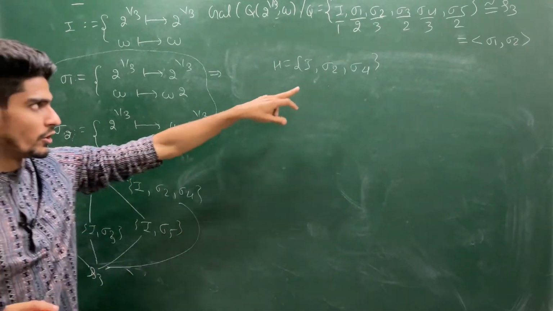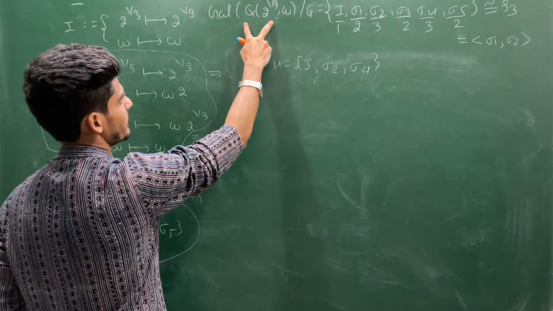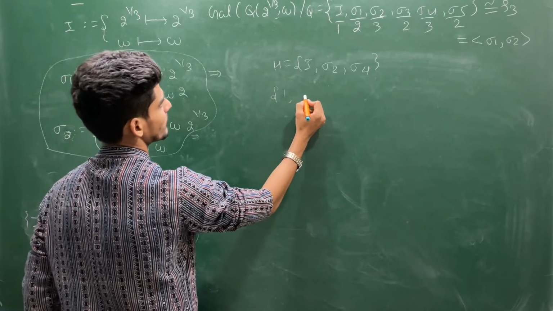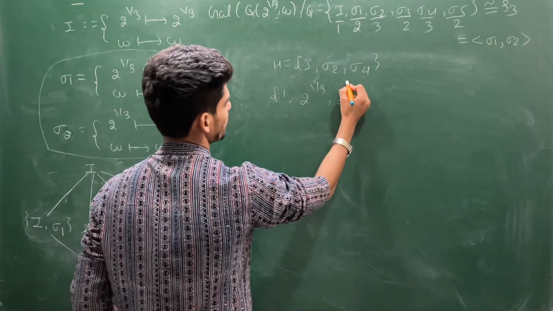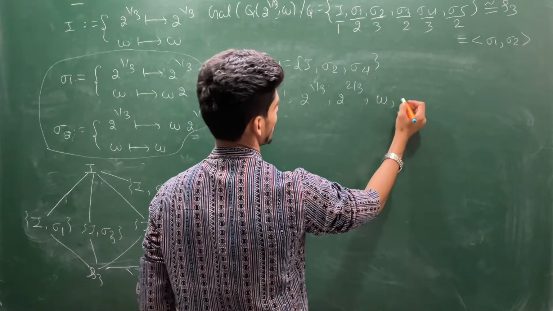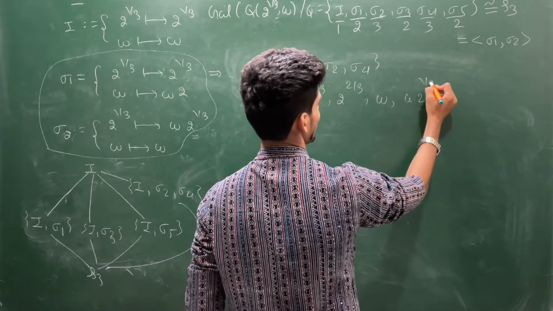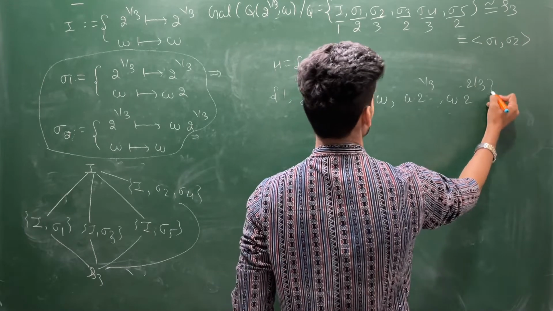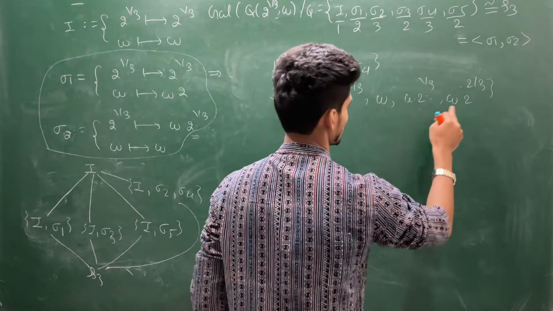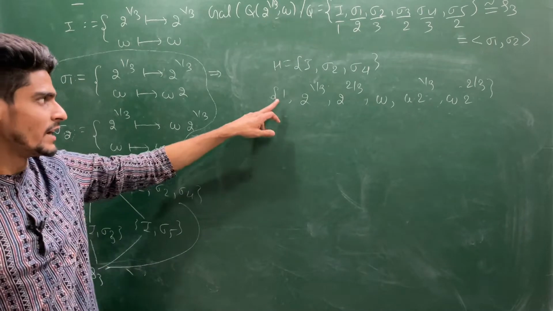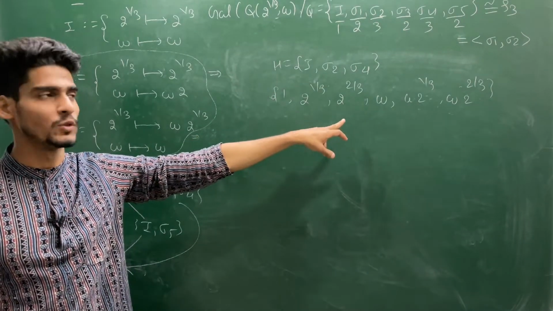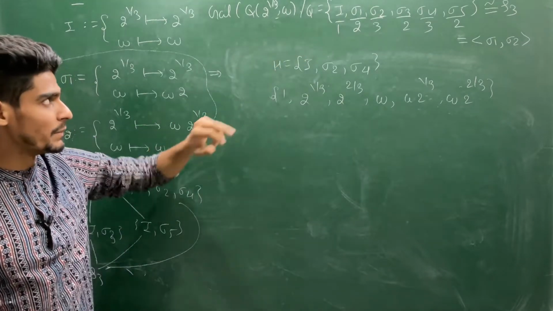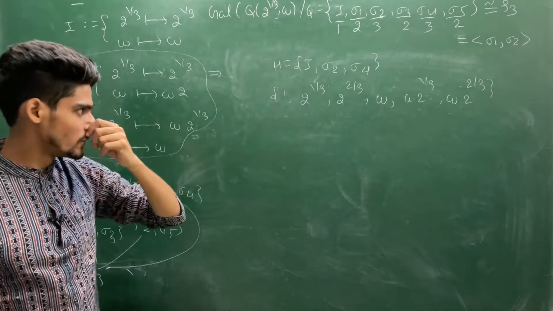Let us see what sigma 2 is. You choose any arbitrary element of this structure. How will it look? The basis is 1, 2 power 1 by 3, 2 power 2 by 3, omega, omega times 2 power 1 by 3, omega times 2 power 2 by 3. These are 6 elements in the basis. You can verify these are all linearly independent. You cannot generate one from another by a rational multiplication. So this is a basis.